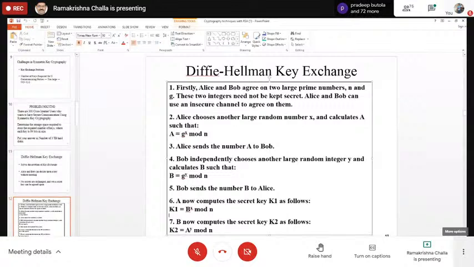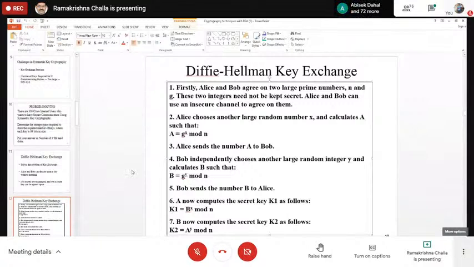So if you observe these two equations, K1 and K2, very carefully, and if you substitute these values of B and A from here, what is A? G to the power of X mod n. Substitute it here in the A place. And similarly, G to the power of Y mod n for B in the K1 equation. Then you will find, very interestingly, that K1 is equal to K2.